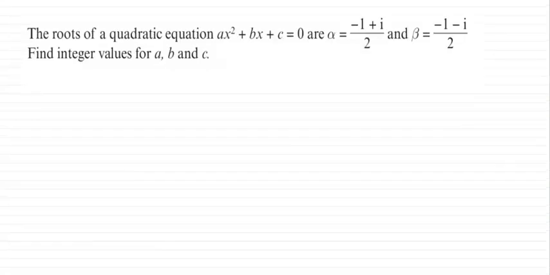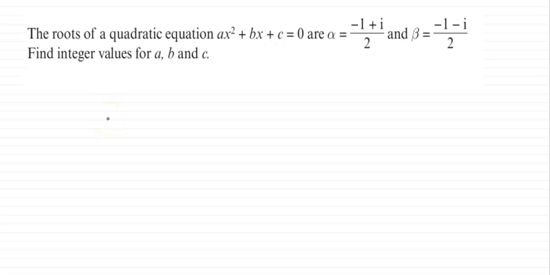So guys, here's another question. The roots of the quadratic equation ax square plus bx plus c equal to 0 are alpha minus 1 plus i over 2 and beta minus 1 minus i over 2. Find the integer values for a, b and c. Please find out the value of a, b, c.